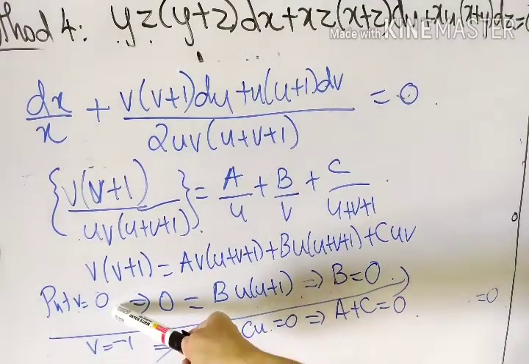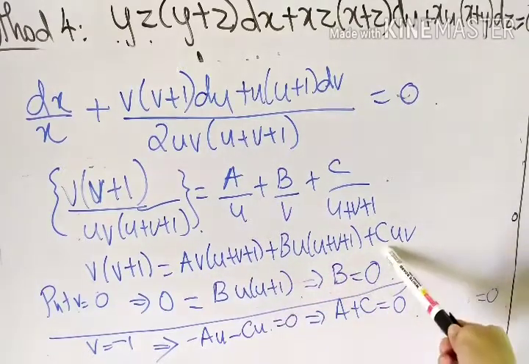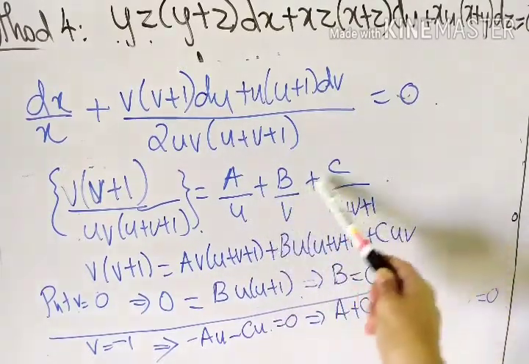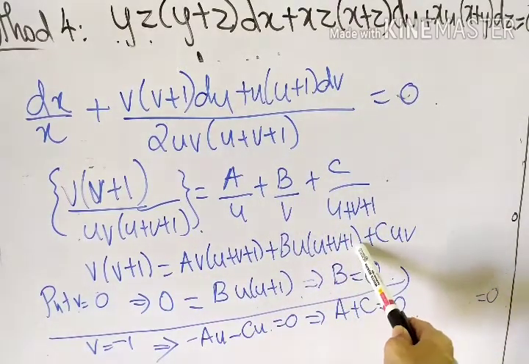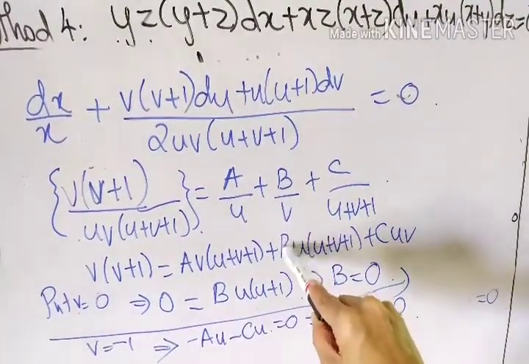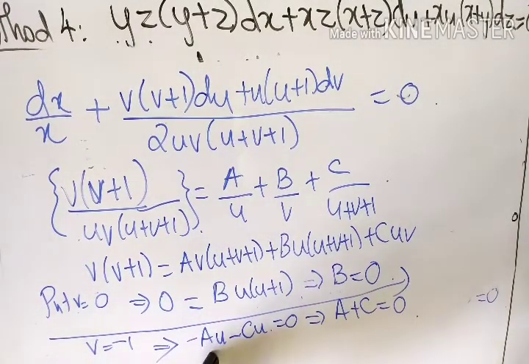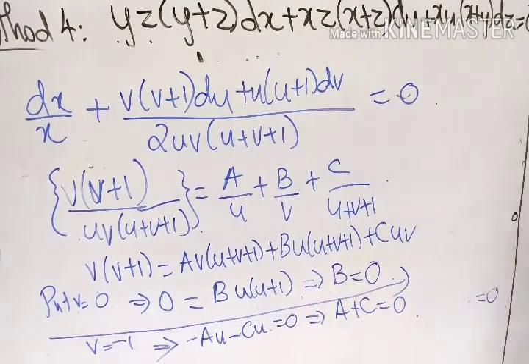For the first step I am putting v is equal to 0. So this side would be equal to 0. A goes and C goes. Remaining term will be bu into u plus v plus 1 is equal to 0, which would imply b is equal to 0. So I have got my b as 0. Now I am trying to put v is equal to minus 1. When I do that, what I am getting is minus au minus cu is equal to 0. That would imply a plus c is equal to 0.